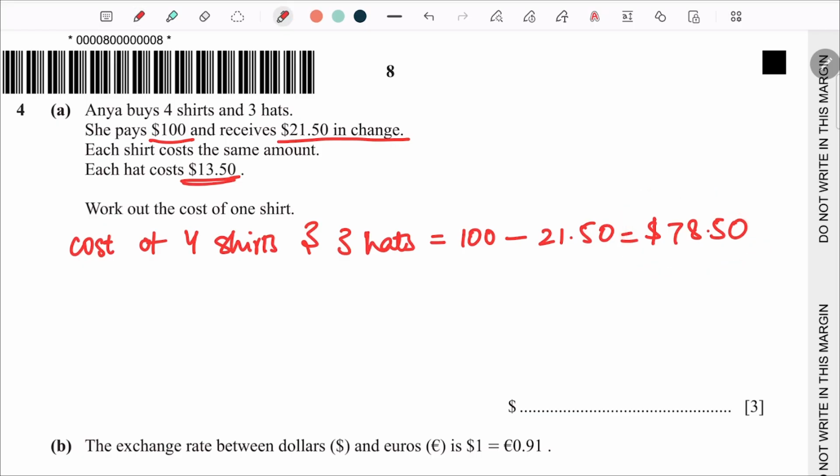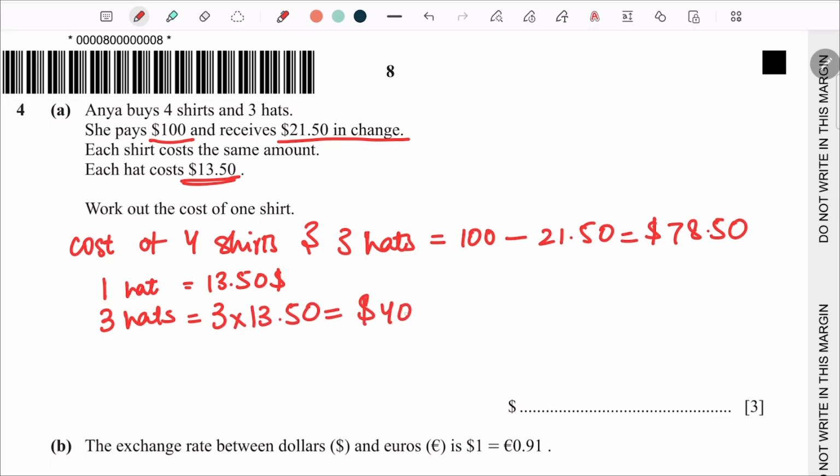Now the question is telling us that each hat costs 13.50 and she's buying 3 hats. So if one hat costs $13.50, then 3 hats will cost 3 multiplied by 13.50, which is equal to $40.5. So this is the total amount for the hats that she's buying.